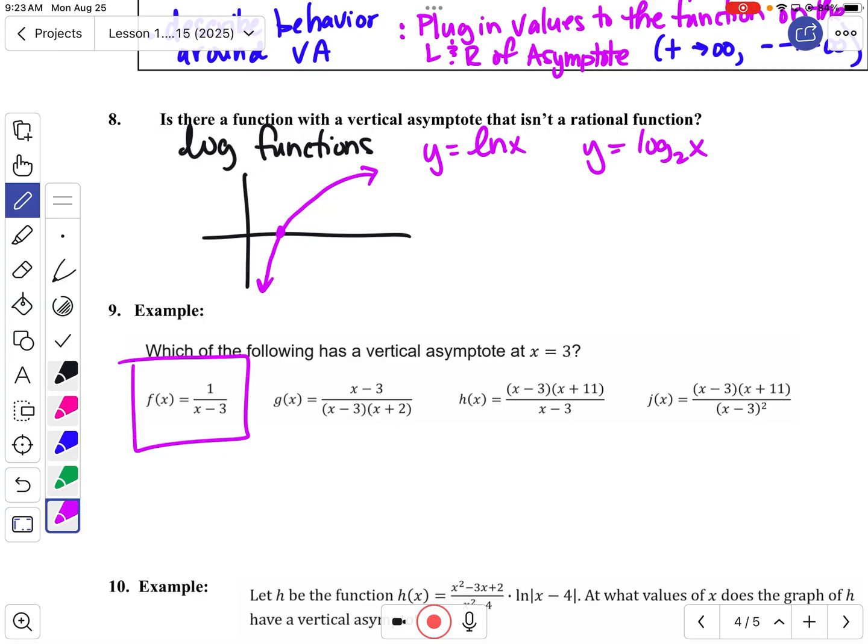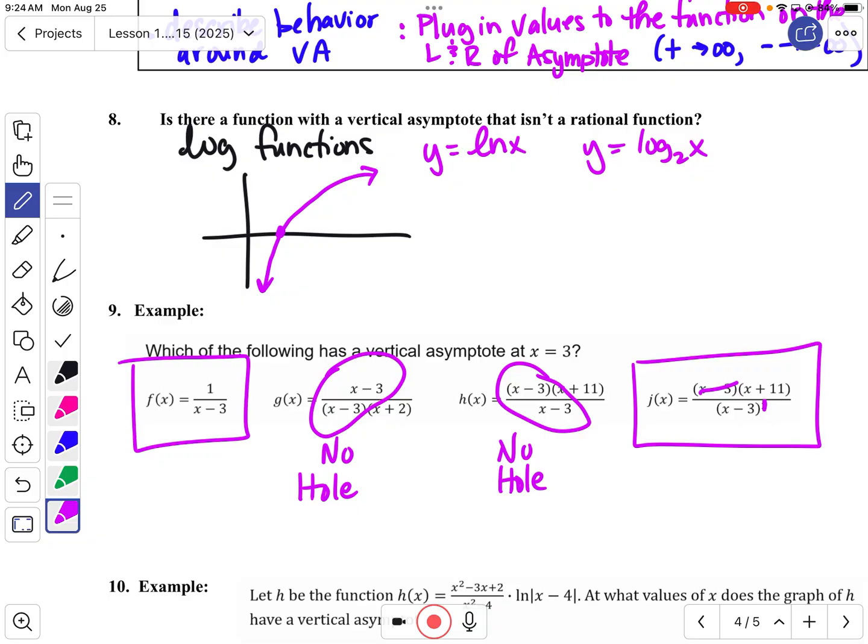What about the second one? It has a hole. So if it has a hole, that's not a vertical asymptote. So this is no because it's a hole. What about the next one? Yes or no? Nope, it's a hole again. I have the same factor in the numerator as I do in the denominator, so that's a hole as well. What about the last one? That's a yes, because I have more in the denominator than I do in the numerator. There's a vertical asymptote because if I reduce that, I would still have an x minus 3 in that denominator. So those have vertical asymptotes.